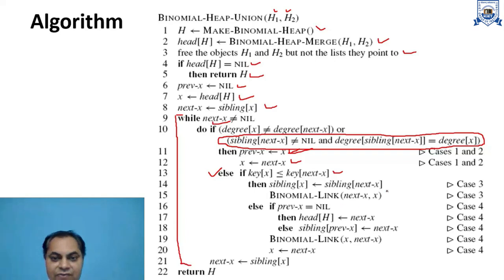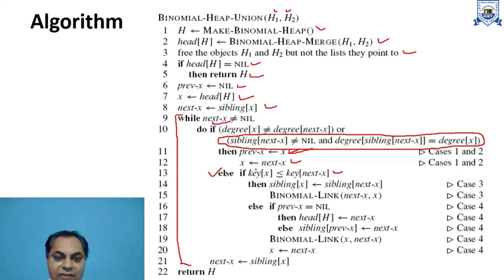For case 3, key of x is less than key of next of x, and x and next of x have the same degree, so we will use the binomial link procedure. Before the binomial link procedure, the sibling of next of x becomes the sibling of x, and then we use the binomial link procedure, which makes x the parent of next of x.